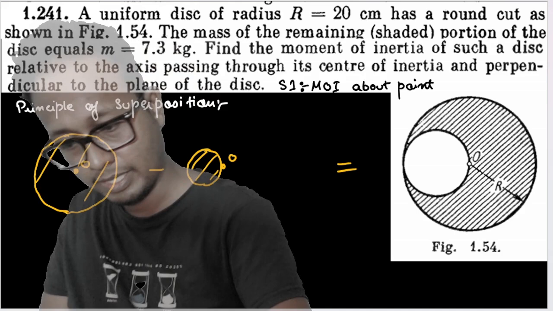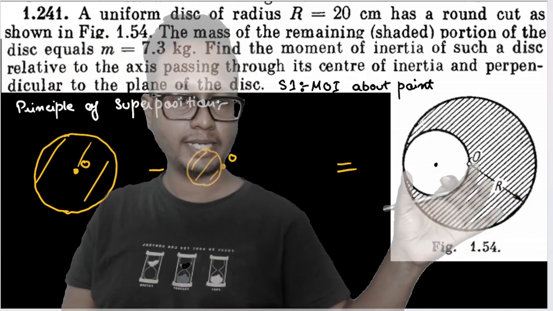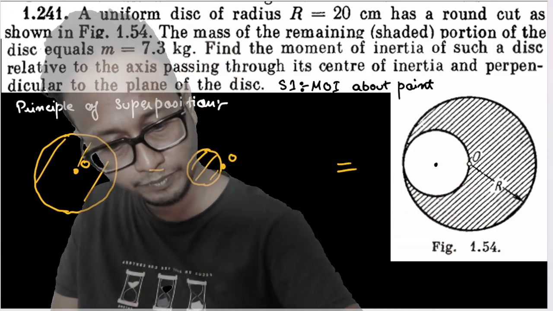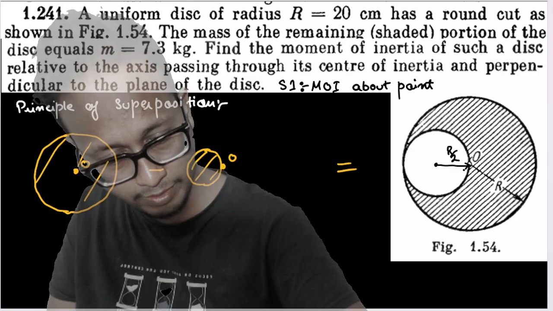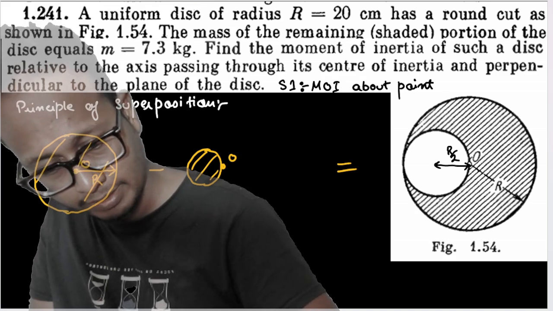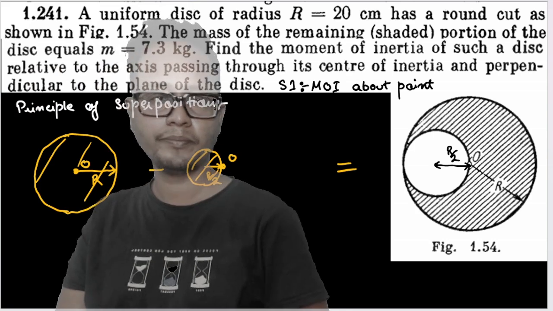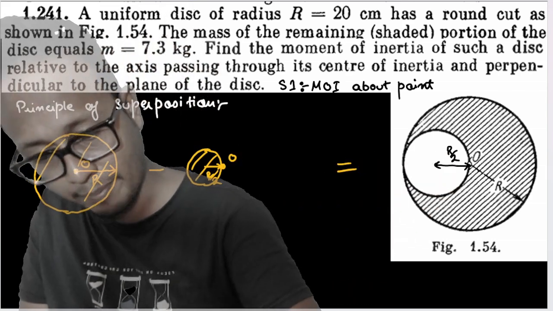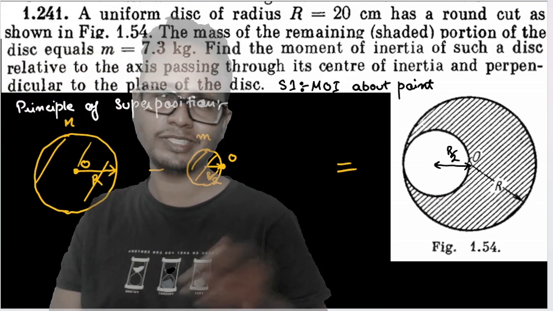Now let the entire disk have radius R. Half of radius R is R by 2, so the radius of the smaller circle is half the radius of the bigger circle. So this is R, and this is R by 2. Let the mass of the entire shape, assuming it is complete, be capital M, and let the mass of the small shape be small m. Why am I doing that? Because it will be much easier.